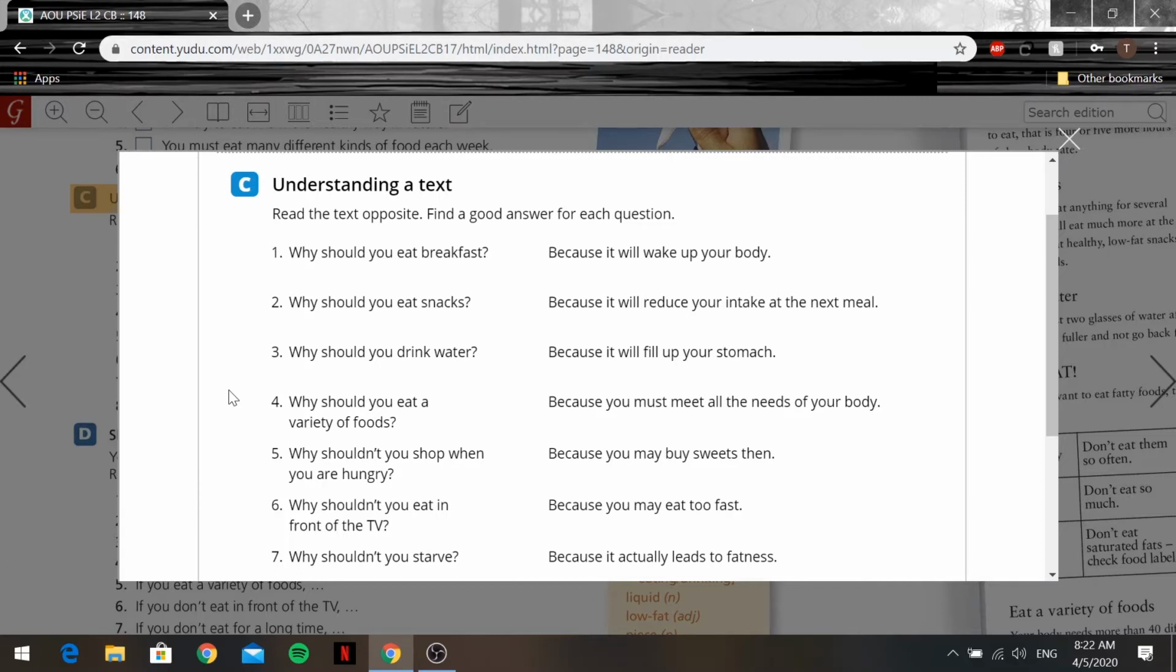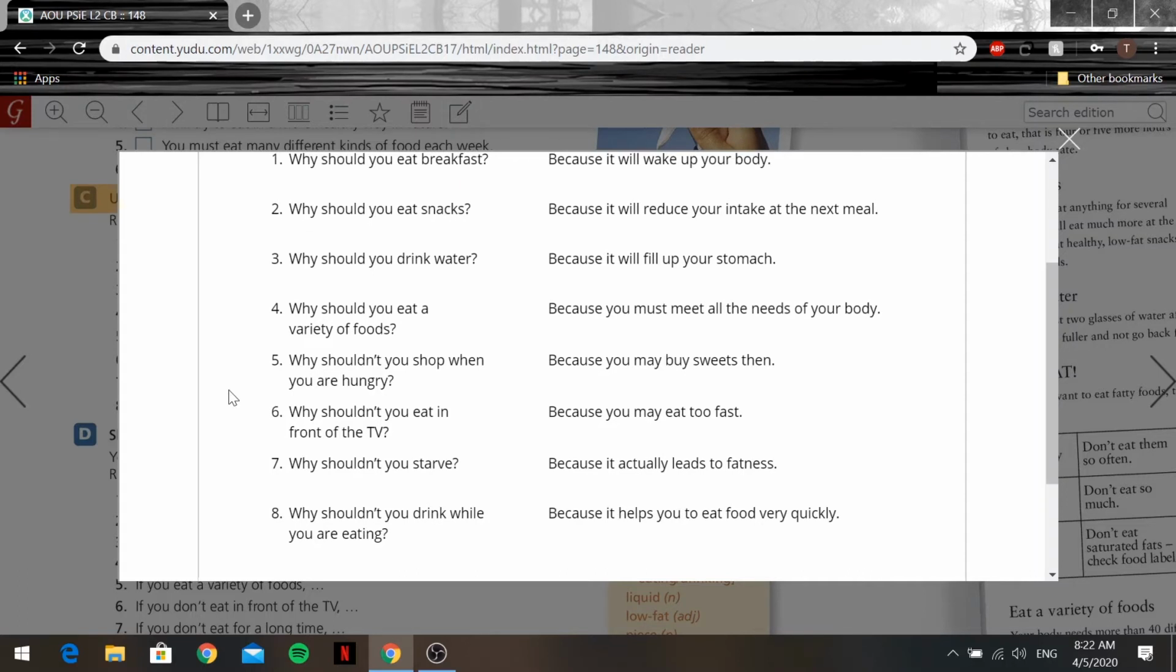Why shouldn't you shop when you're hungry? Because you may buy sweets then. Why shouldn't you eat in front of the TV? Because you may eat too fast. Why shouldn't you starve? Because it actually leads to fatness. And why shouldn't you drink while you're eating? Because it helps you to eat food very quickly.